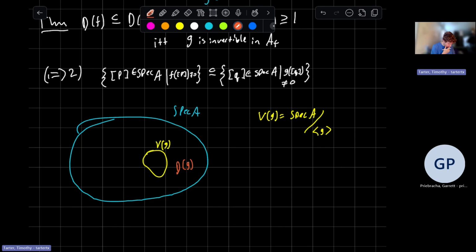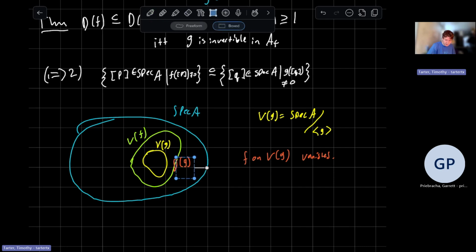Then f is a function on this closed subset V(g). Then f on V(g) vanishes. And so we end up getting V(f). Does that make sense? Yeah.